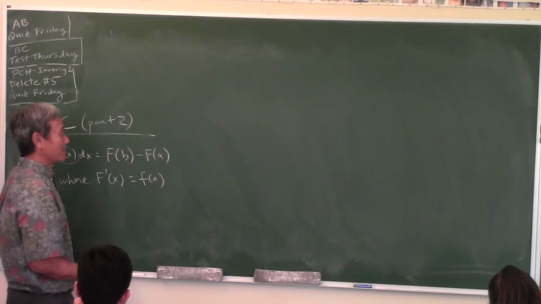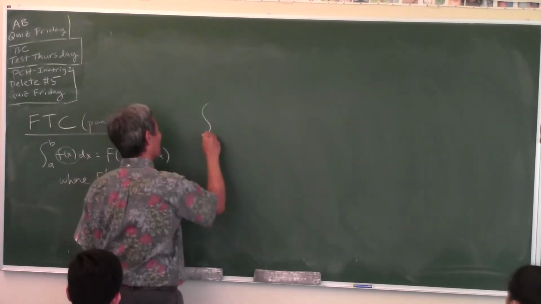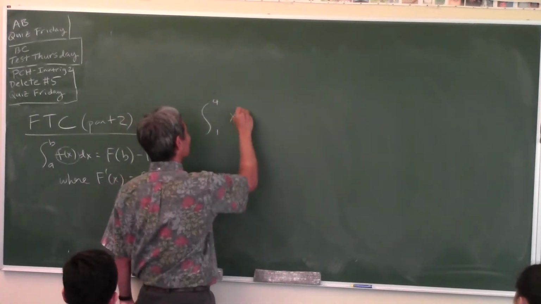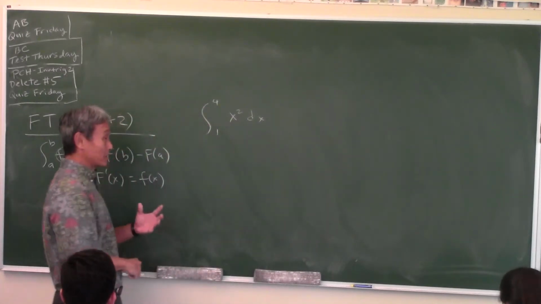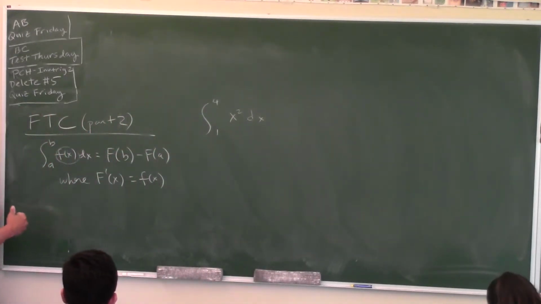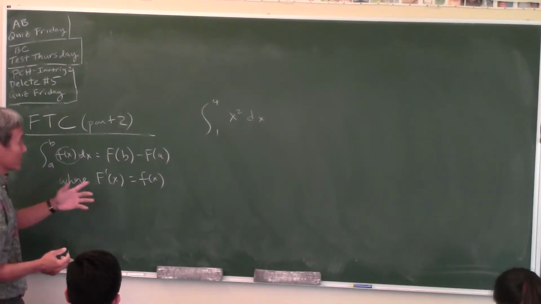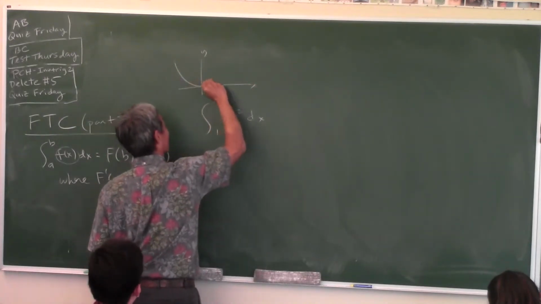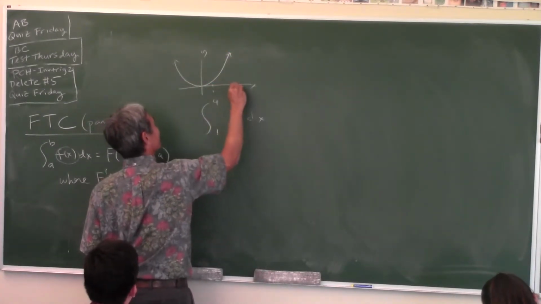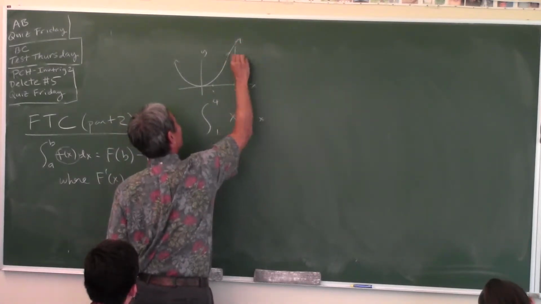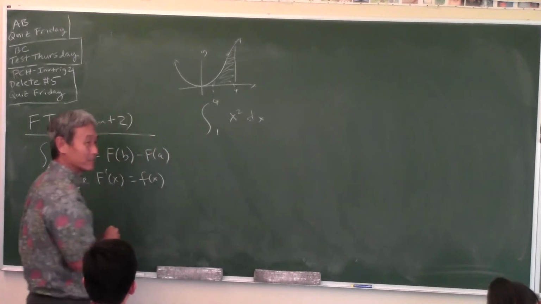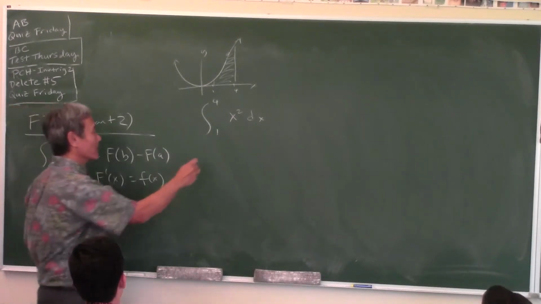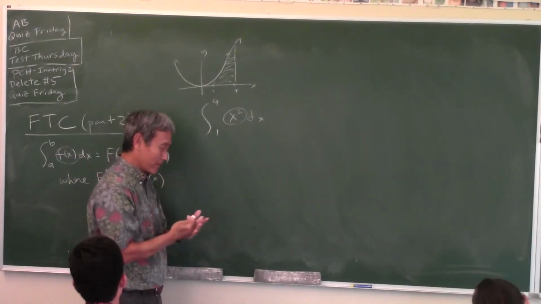Okay, so let's look at some examples. Let's do an easy one. What's the integral from 1 to 4 of x squared dx? It's important to be able to compute it, but you also have to understand what it represents. What does this integral represent? Area. So here's y equals x squared from 1 to 4. It represents that area, right? Okay, so how do we do it? We have to find capital F. That's the antiderivative. So what function do I have to take the derivative of to get this?